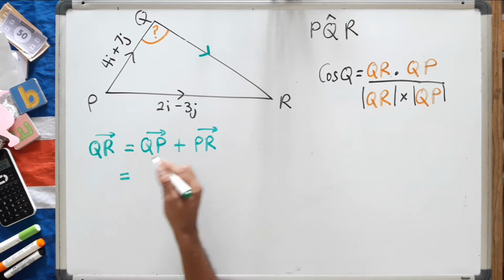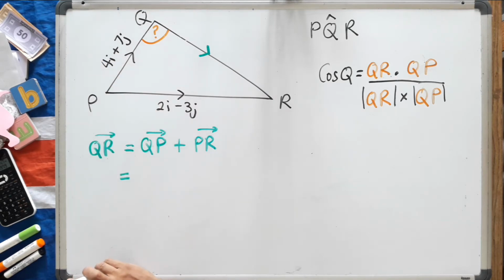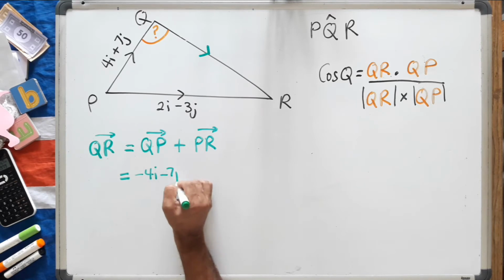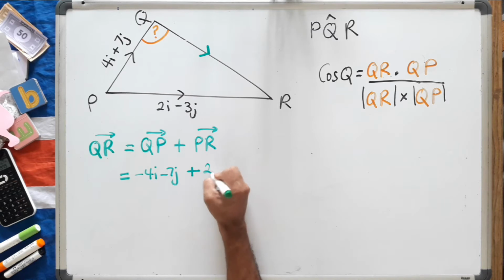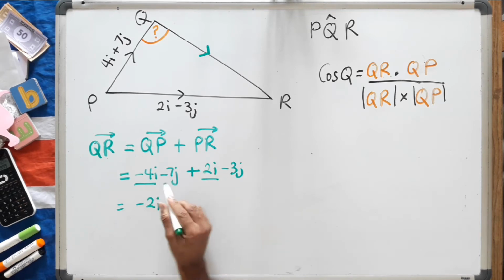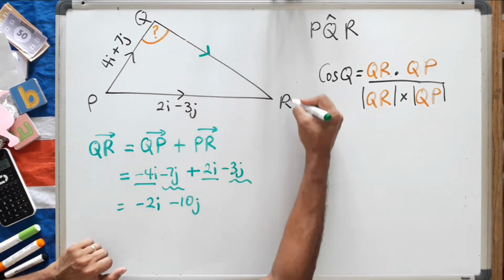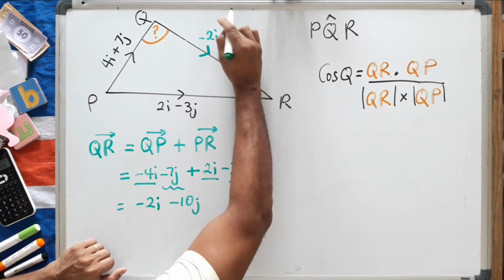Okay. QP, we are walking against the arrow. So we have to make everything the opposite. So this is really minus 4i minus 7j plus PR. We are going with the arrow, so we change nothing. Add up all the i's: minus 4 plus 2 is minus 2i. And add up all the j's: minus 7 minus 3 is minus 10. So this vector from Q to R is minus 2i minus 10j.